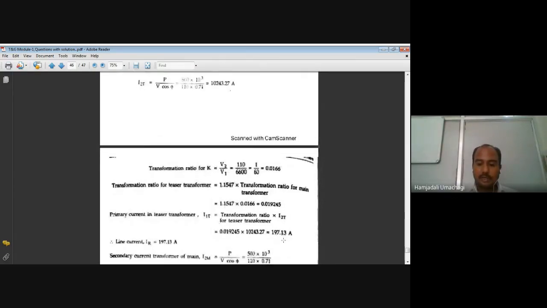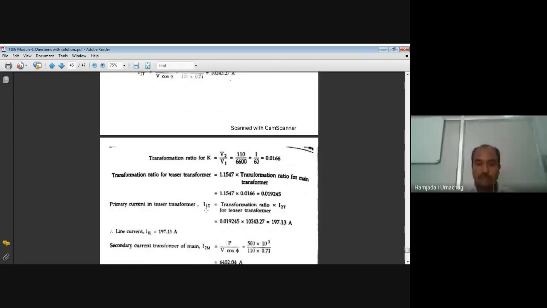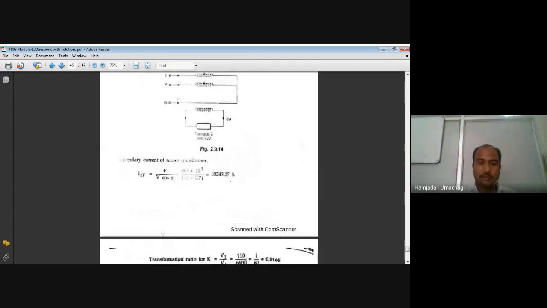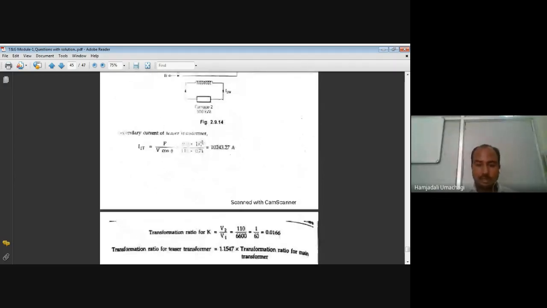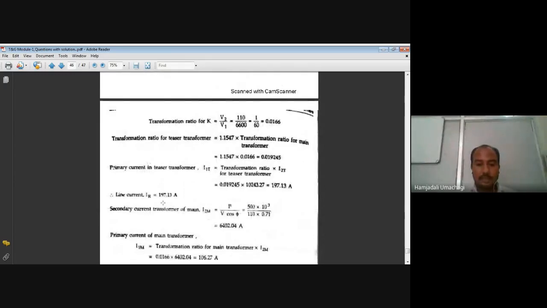So I1t is the primary current that is flowing through the teaser transformer. This is also equal to the line current IR, because the primary of the teaser transformer is carrying the current IR here, the current through the phasor. So IR is equal to I1t, that is equal to 197.13 ampere.